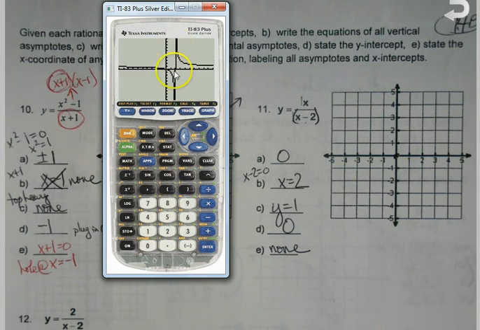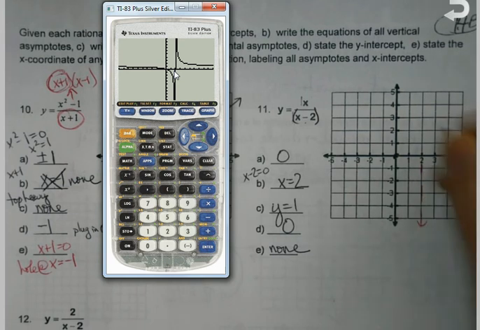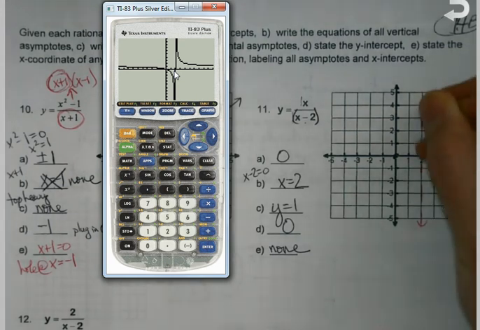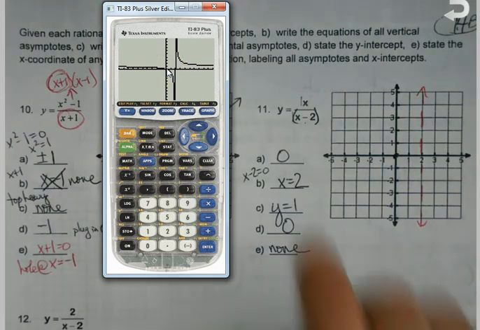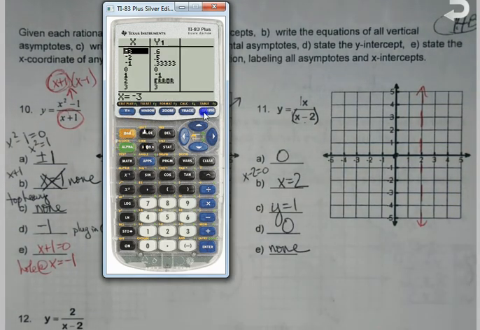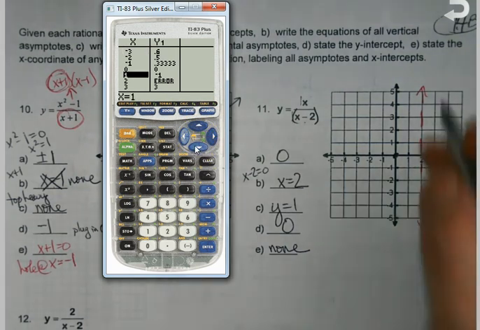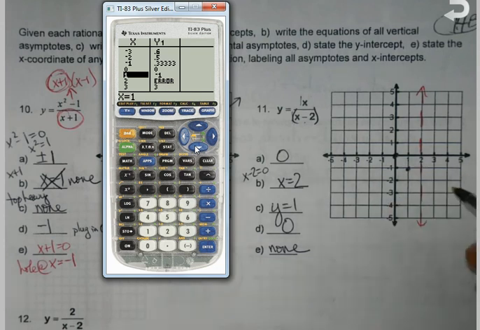There's my vertical asymptote at 2. Feeling good about that. Looks as though my graph's going through at the origin, so that would go with my x and y intercepts both being 0. Okay. So let's see here. So 1, -1, 0, 0. There we go.